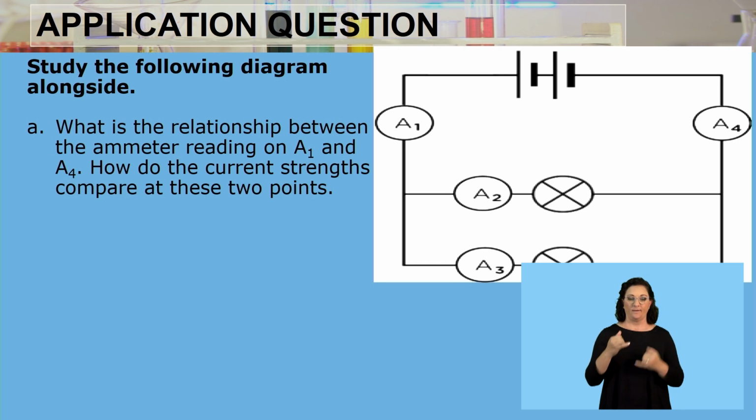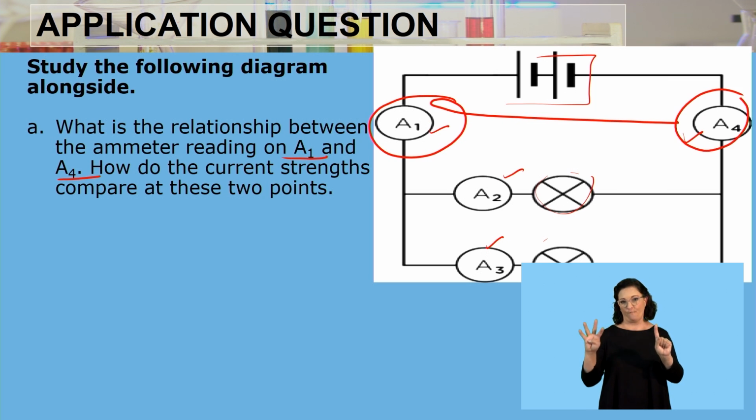So we have an electric circuit here that has different ammeter readings. We have A1, A2, A3, and A4. We have our light bulbs and we have our battery connected through the wires from one terminal to the other terminal. So now we need to look at A1 and A4. This is our A1 and that's our A4. The question is, what is the relationship between the ammeter reading on A1 and A4?